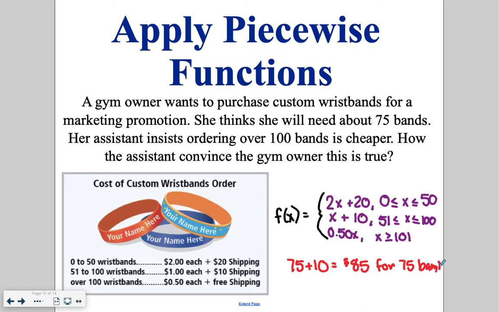$85. Now the assistant is saying that we should purchase over 100. So we're going to plug that then into the bottom one. So 0.50 times 101, and that, when you plug it into the calculator, is going to be $50.50 for 101 wristbands. So this is how the assistant could prove to the owner that it is cheaper because purchasing a greater amount has a lower price.